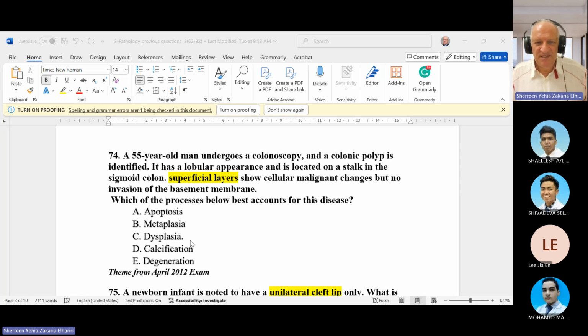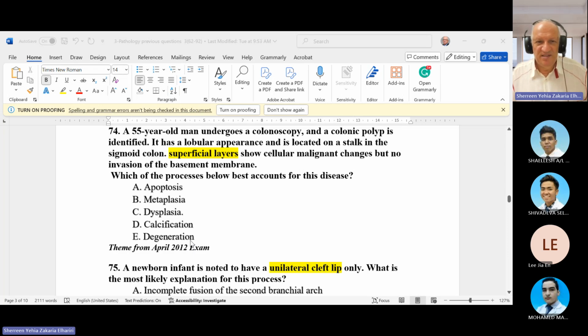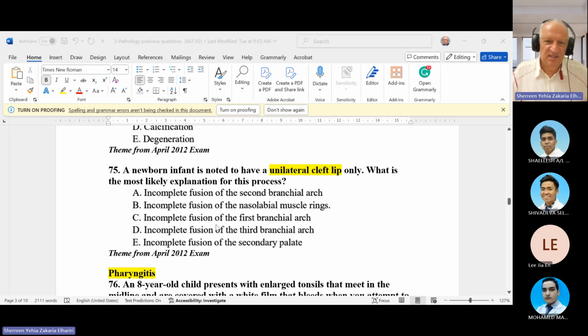Dys means bad, plasia means cell. So it is a bad cell, meaning it has all the characteristics of malignancy: a deeply stained nucleus, hyperchromatic activity, but no invasion of the basement membrane. If superficial dysplasia affects the whole layer, we call it carcinoma in situ. If it affects the basement membrane, we call it cancer.